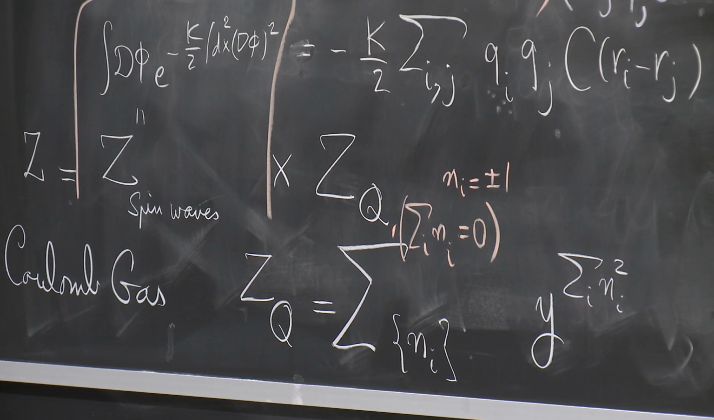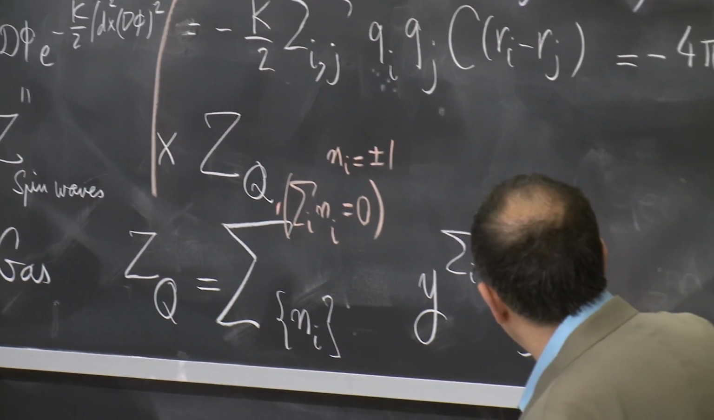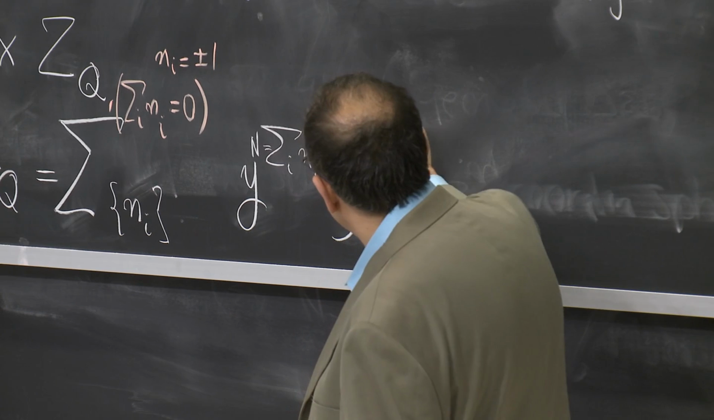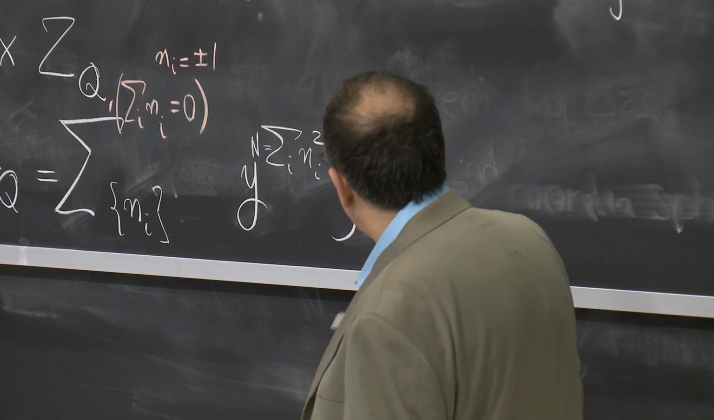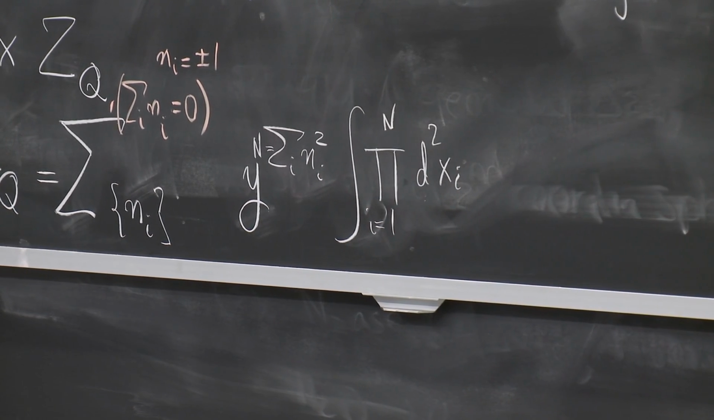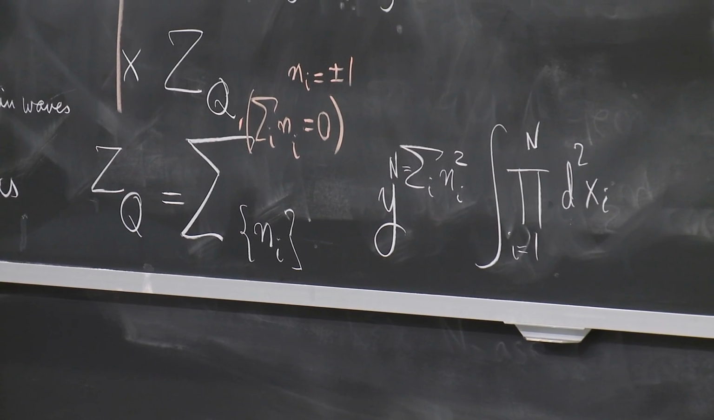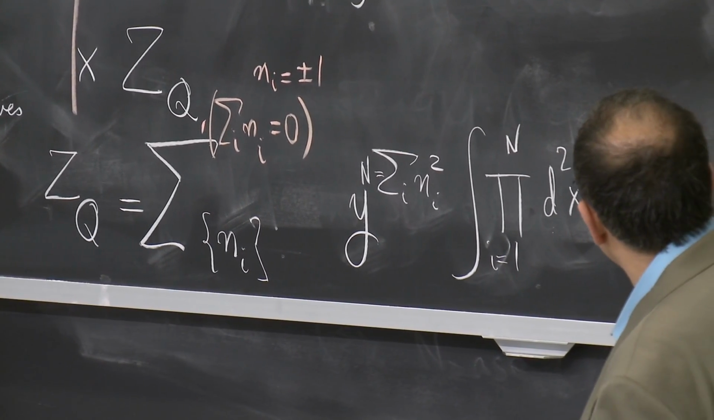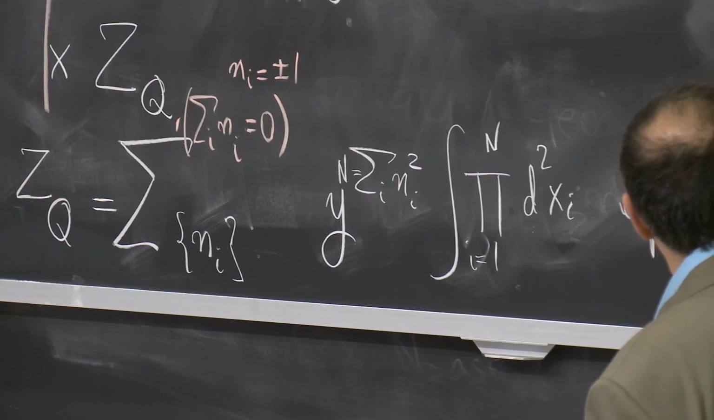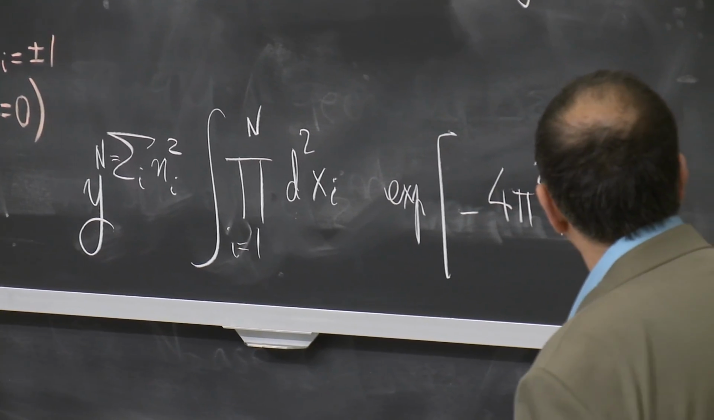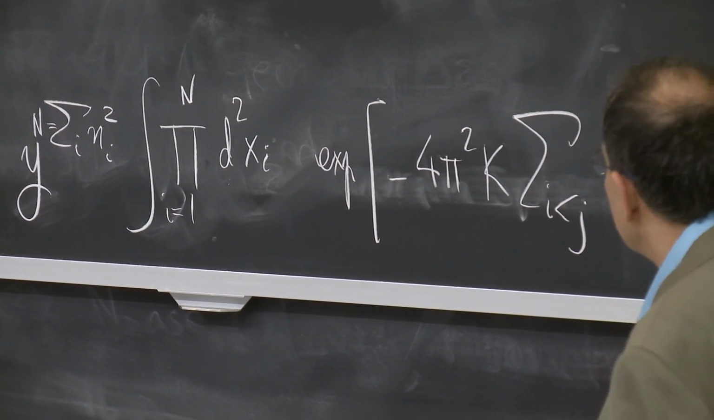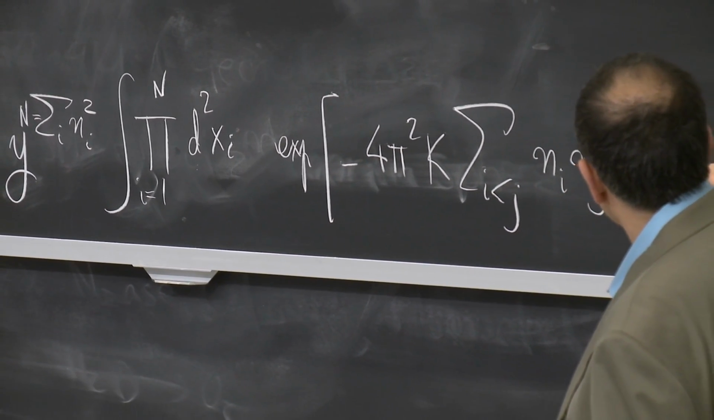And then I have to integrate over the positions of these charges. Let's call this total number n. So I have to integrate over i from 1 to n, d²x_i, the position of where this charge is, and then the interaction, which is the exponential of minus 4π²K, sum over i less than j, of the Coulomb interaction between locations, let's say, x_i and x_j.